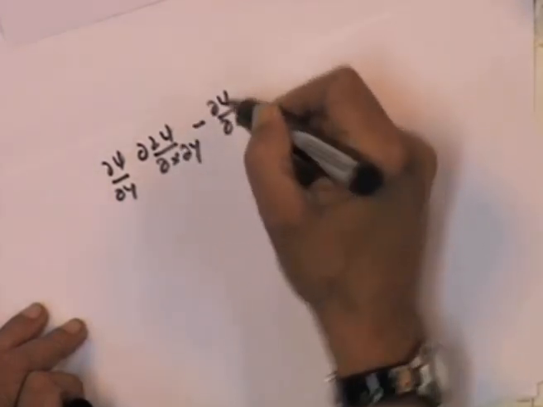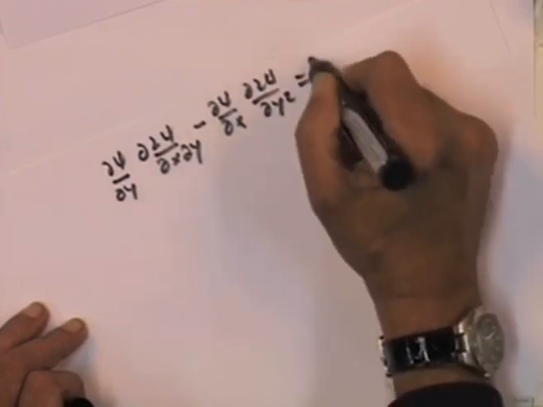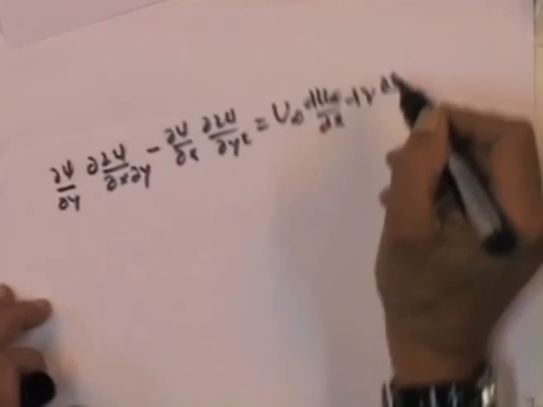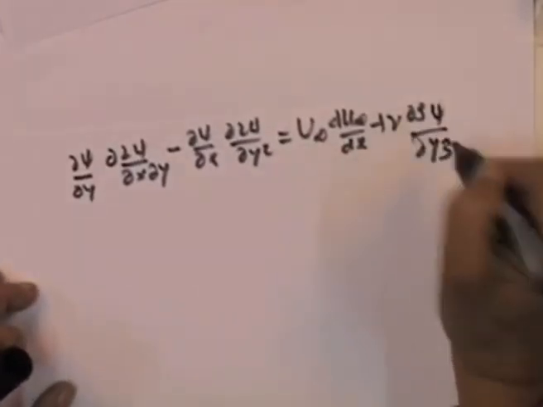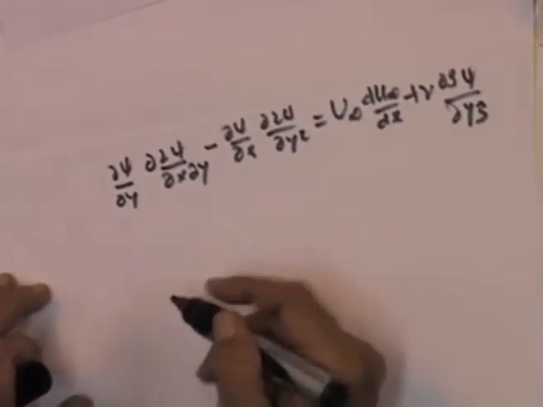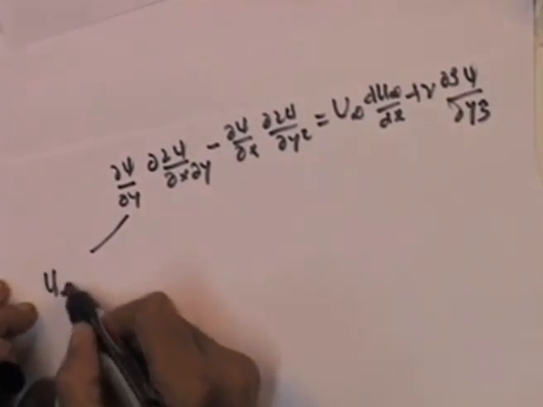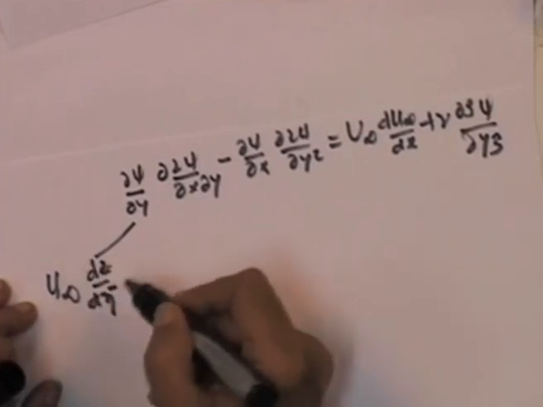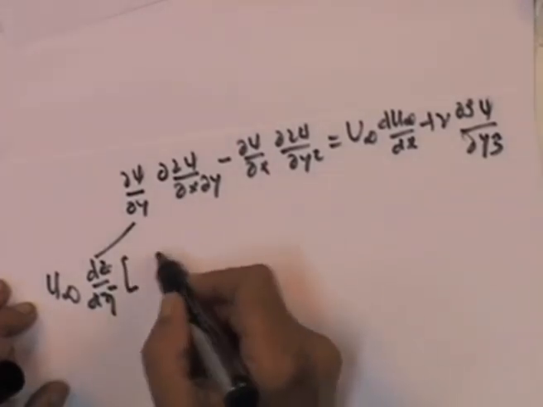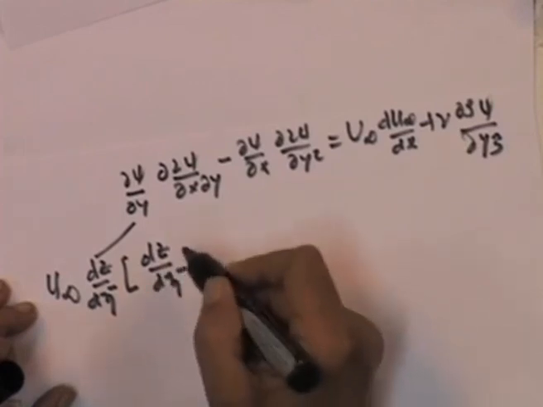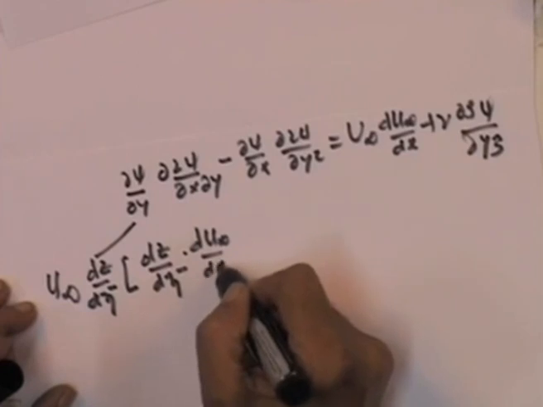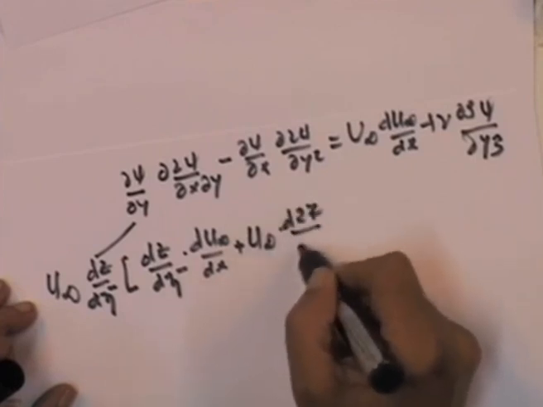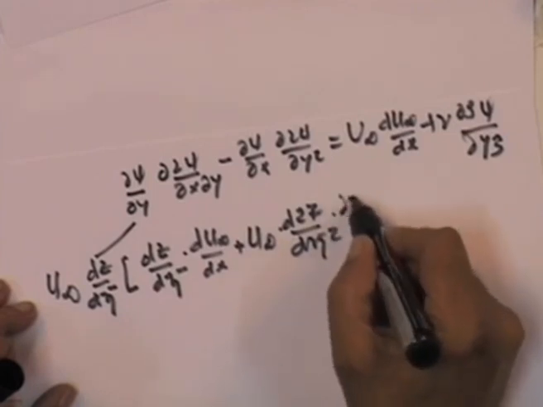∂ψ/∂y ∂²ψ/∂x∂y minus ∂ψ/∂x ∂²ψ/∂y² equals u∞ du∞/dx plus ν ∂³ψ/∂y³. And if I go to the next slide, ∂ψ/∂y will be u∞ times dZ/dη̄, and ∂²ψ/∂x∂y is dZ/dη̄ times du∞/dx plus u∞ times d²Z/dη̄² times dη̄/dx.